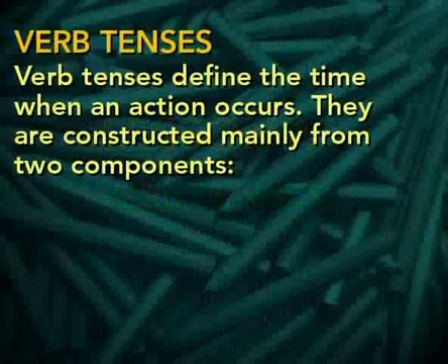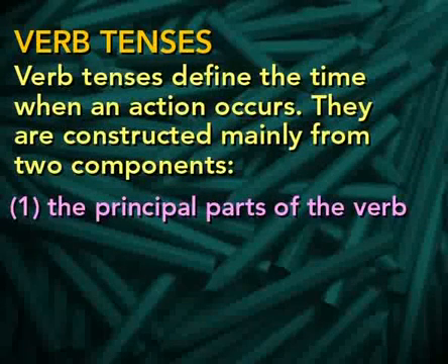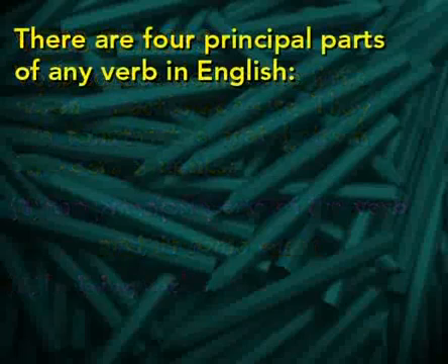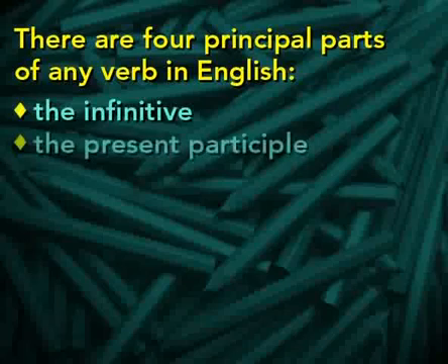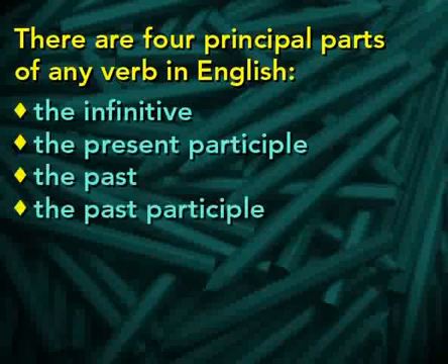Verb tenses define the time when an action occurs. They're constructed mainly from two components. First, the principal parts of the verb, and, in some cases, helping verbs. Now, there are four principal parts of any verb in English. These four principal parts are the infinitive, the present participle, the past, and the past participle.